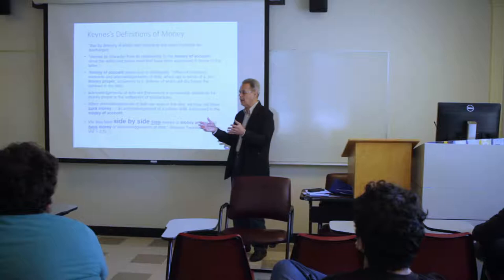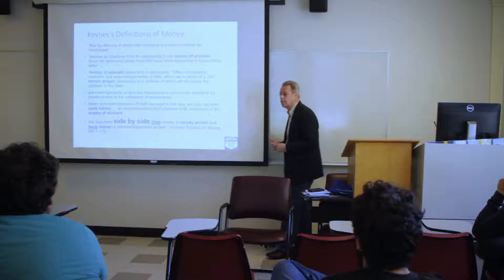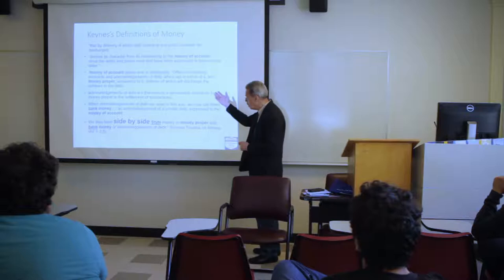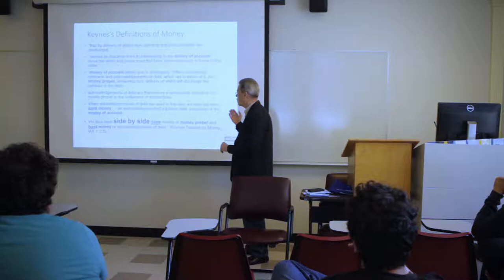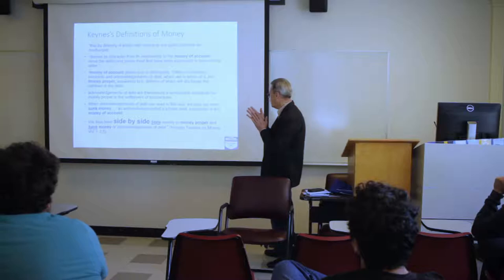And they talk about this as being an innovation in the banking system, the fact that you don't need actual money to do this. So in fact, here, what Keynes is saying is that when these acknowledgments of debts are used in this way, we would call them bank money, an acknowledgment of a private debt expressed in the money of account. Then he goes on and says we have side by side state money, or money proper, and bank money, or acknowledgments of debt.